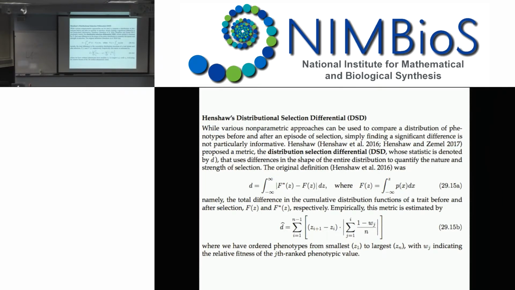I simply mention this because if you don't want to focus on a specific mean or variance, that is, a specific moment, this is a metric that's been introduced that allows you to look for shifts in the entire structure of the distribution. So DSD, how widespread it will be is unclear, but it's an interesting metric, so I thought I would include it.